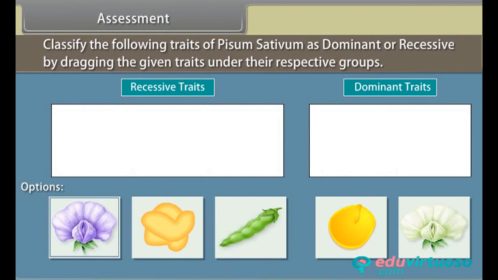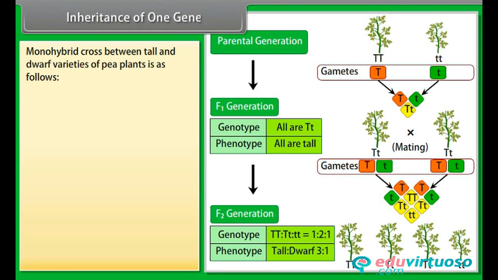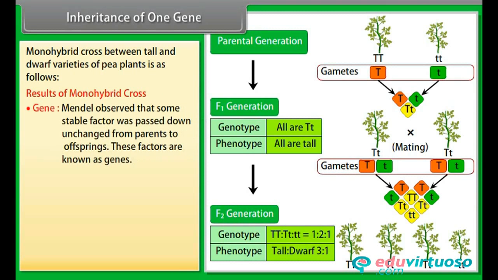Assessment. Before proceeding further, let us know how much we have learned. Inheritance of one gene. Monohybrid cross between tall and dwarf varieties of pea plants is as follows. Results of monohybrid cross. Gene. Mendel observed that some stable factor was passed down unchanged from parents to offsprings. These factors are known as genes.